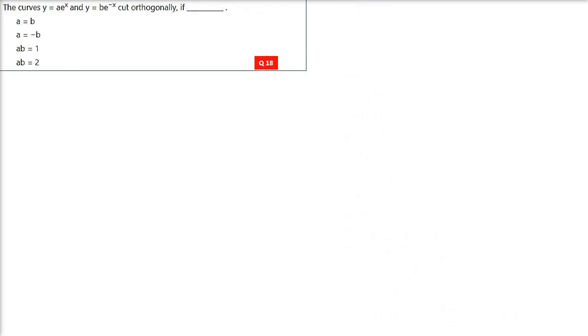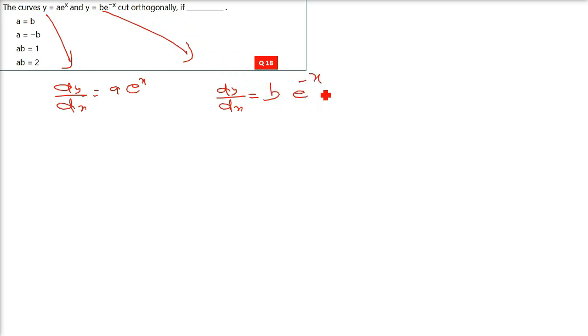The curves y equals a e raise x and y equals b into e raise minus x cut orthogonally if. So when we want this orthogonality, what does it mean? Find out m1, find out m2, multiply them and it is equal to negative 1. We'll get a relationship here. This is dy by dx. What will it be? a is constant, e raise x will be e raise x. What about this dy by dx? It will be b, e raise minus x will be e raise minus x. Then differentiation of negative x is going to be negative 1. So this is minus b into e raise minus x.